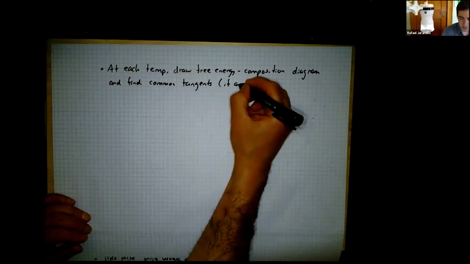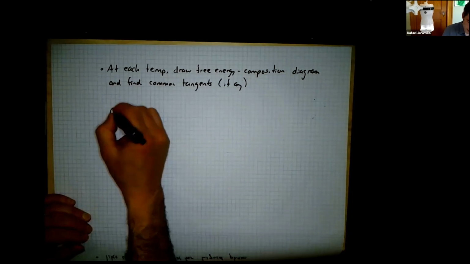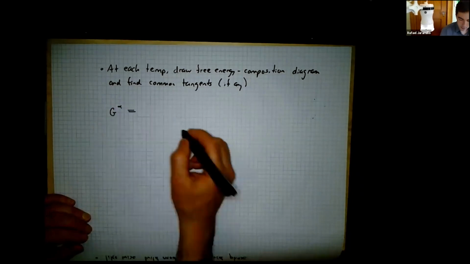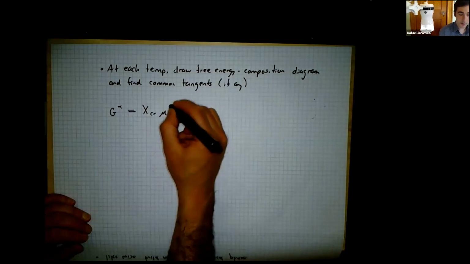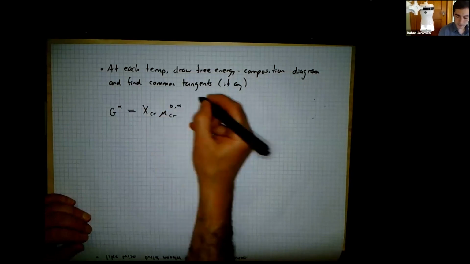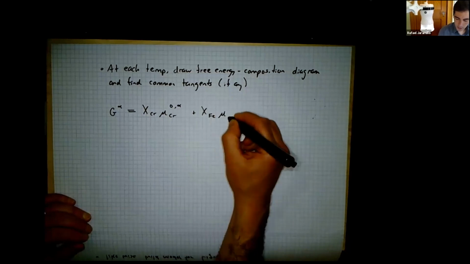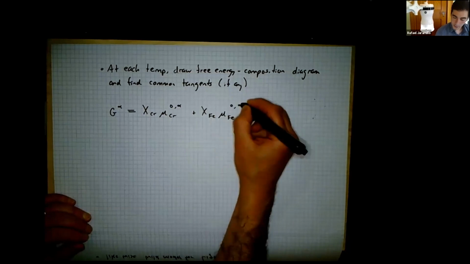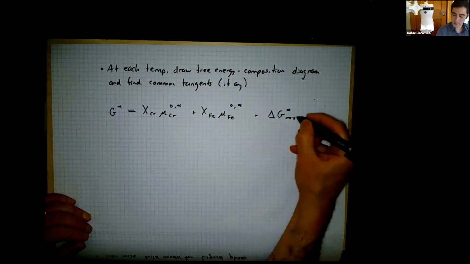If there are any. All right, so I have two phases. I have alpha, which is X of chromium, mu chromium naught in the alpha phase, plus X of iron, mu iron naught in the alpha phase, plus the solution model for the alpha phase.